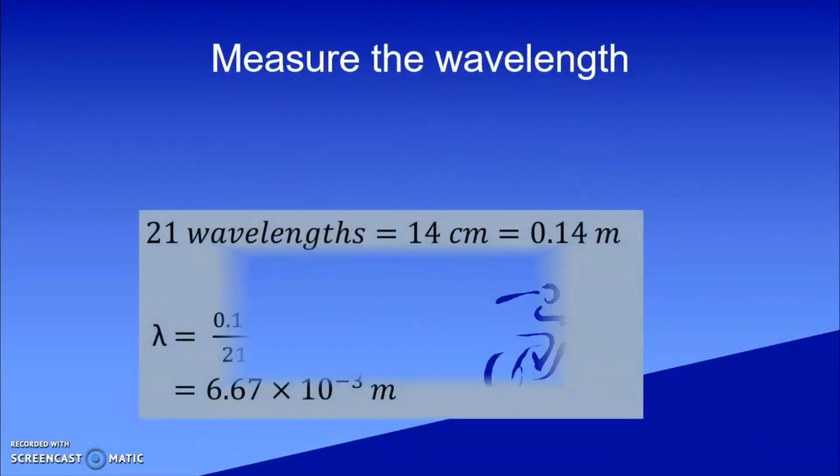And we can measure the wavelength by calculating the movement of wave, which is 21 wavelengths equals to 14 cm equals to 0.14 meter. So the wavelength is 0.14 meter divided by 21 equals to 6.67 times 10 power negative 3 meter.